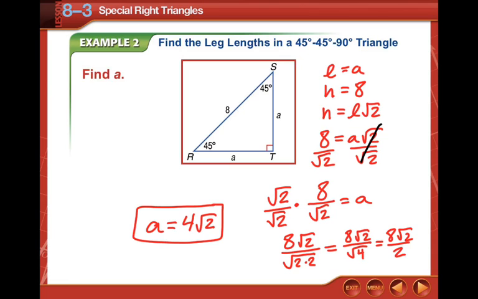Now, if 8 was not like an odd number, like 9, we would have ended up with a fraction here. It would have been really ugly looking, where it would have been like 9 square root 2 over 2. We would have left it like that. But since we did have an even number as our hypotenuse, we can simplify it and make it easier.